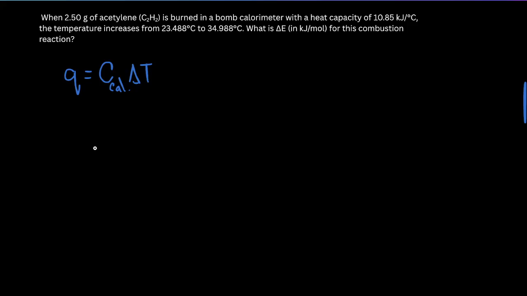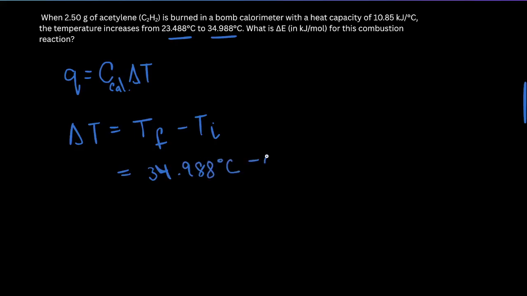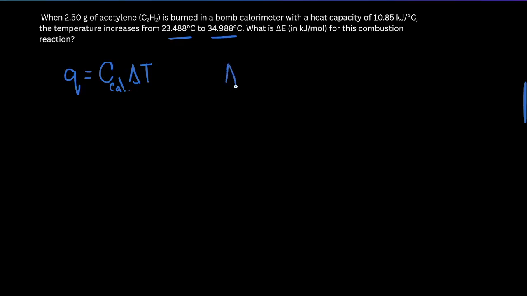So to figure out how much the temperature changed during the reaction, this delta T is going to be equal to our final temperature minus our initial temperature. And given in our problem, we do find our final and initial temperatures, and so this is simply going to be equal to 34.988 degrees Celsius minus 23.488 degrees Celsius, giving us a temperature change of 11.5 degrees Celsius. So this is going to be our delta T. The temperature here increased by 11.5 degrees Celsius. So let's clear out some space here and just note that number off on the side. So we see that our delta T is going to be equal to 11.5 degrees Celsius.